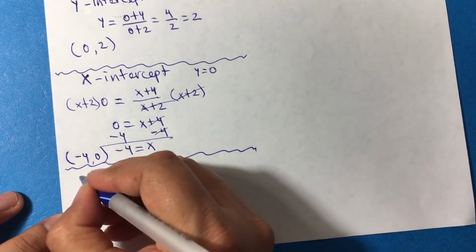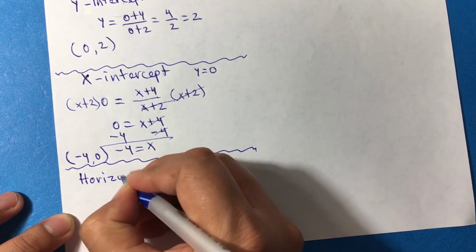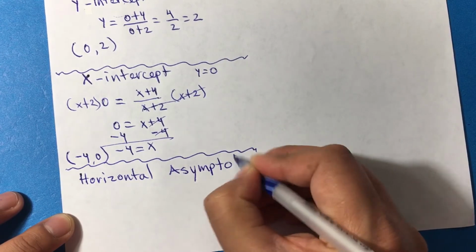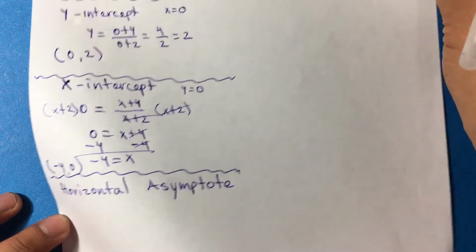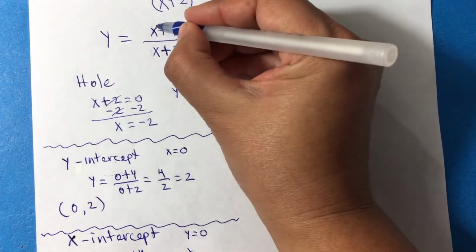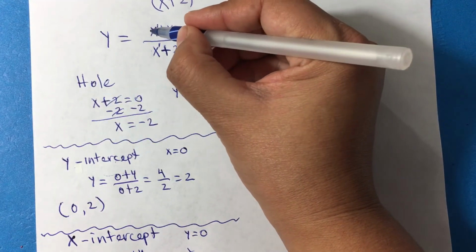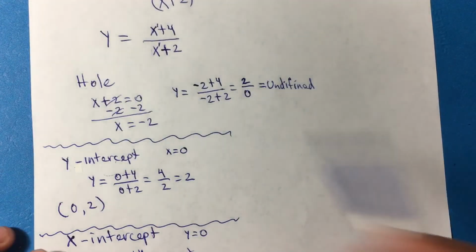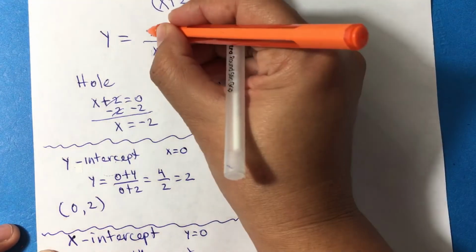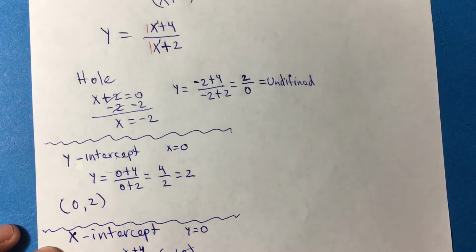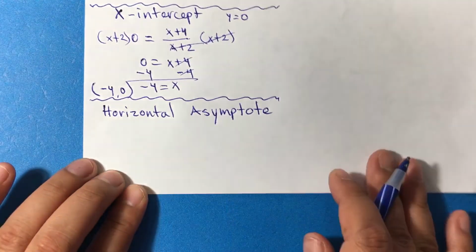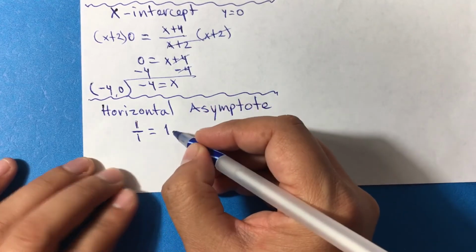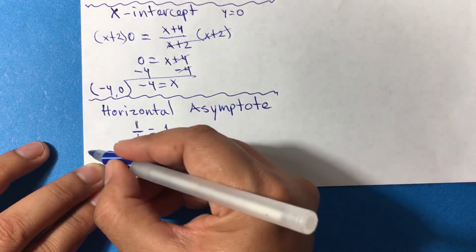Now for the horizontal asymptote, those are the rules that we found. And then we see that the degree here is 1 and 1. So we are going to divide because they're equal. If they're equal, you divide the coefficients. And the coefficient is also 1 and 1. So we divide 1 by 1, which is equal to 1. So that's where my horizontal asymptote is going to be.